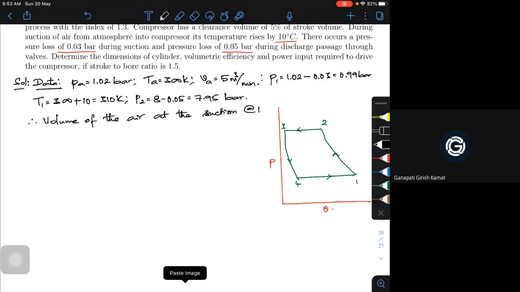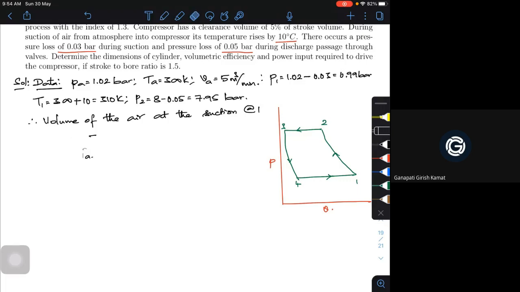So I can write MRT, but instead of that I will write it as only R into T, so M will just go off. So this is something like RTA divided by PA. This is with respect to the volume, the volume of the air. I need to equate that.